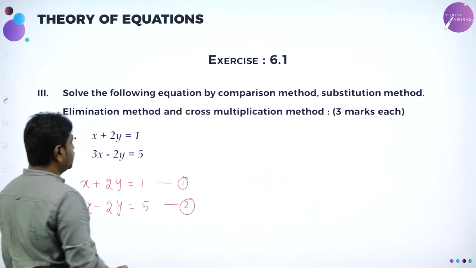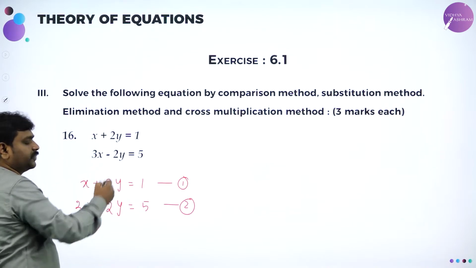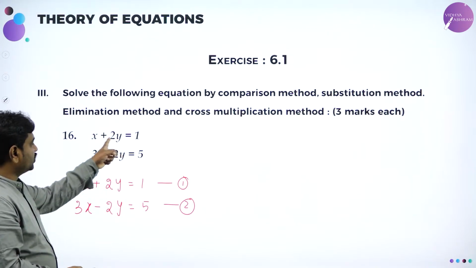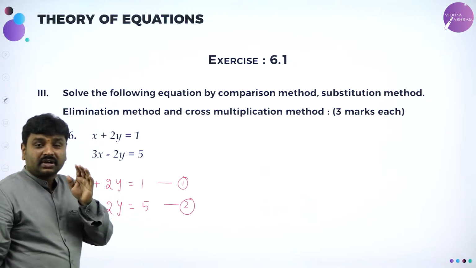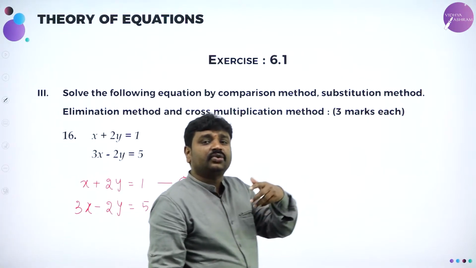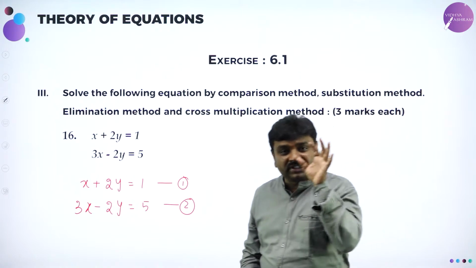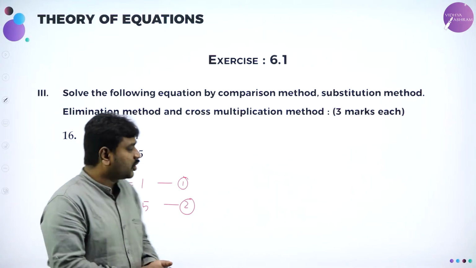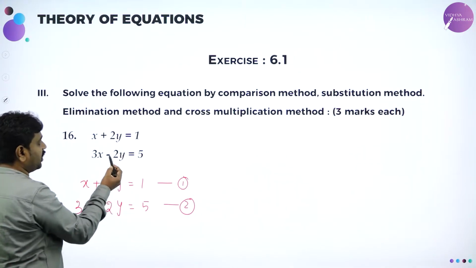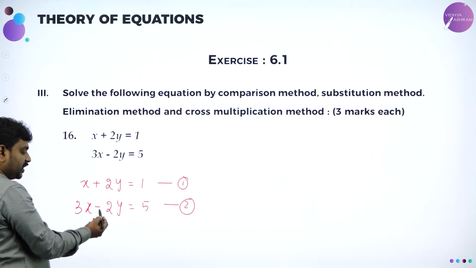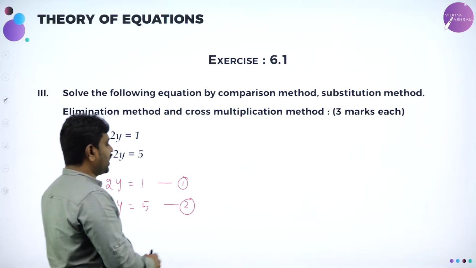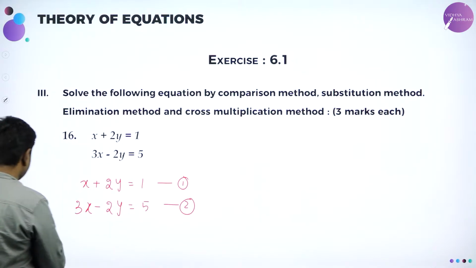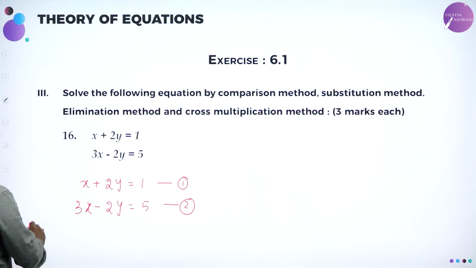Dear students, here you can observe y quotients are same. Here also quotient of y is 2, but here it is negative. Equal and opposite. Whenever quotients are equal and opposite, directly you can add. If quotients are same, subtract. But here quotients numbers are same but sign are opposite. Either plus 2y, this is minus 2y. So when they are opposite signs, add them. So now we'll add 1 and 2. Add equation 1 and 2.